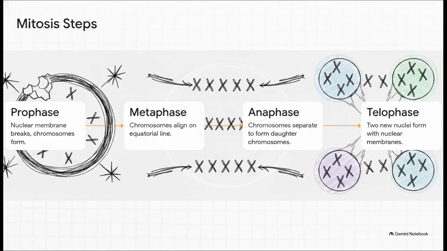The sequence kicks off with prophase. This is where the nuclear membrane breaks apart and the DNA condenses. Centrioles move to opposite poles of the cell, deploying these tiny spindle fibers. Flowing right from there into metaphase, the chromosomes line up perfectly down the cell's equator. Then anaphase dramatically pulls them apart into daughter chromosomes. And finally, telophase comes in and wraps those newly separated chromosomes in fresh nuclear membranes, creating two distinct nuclei.